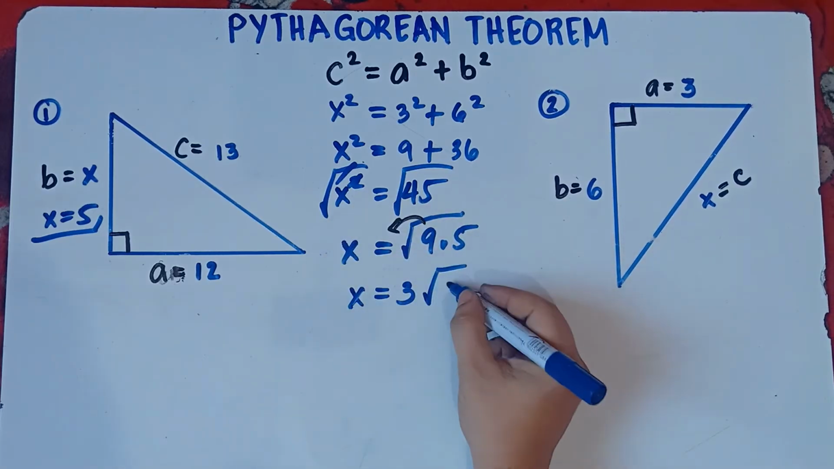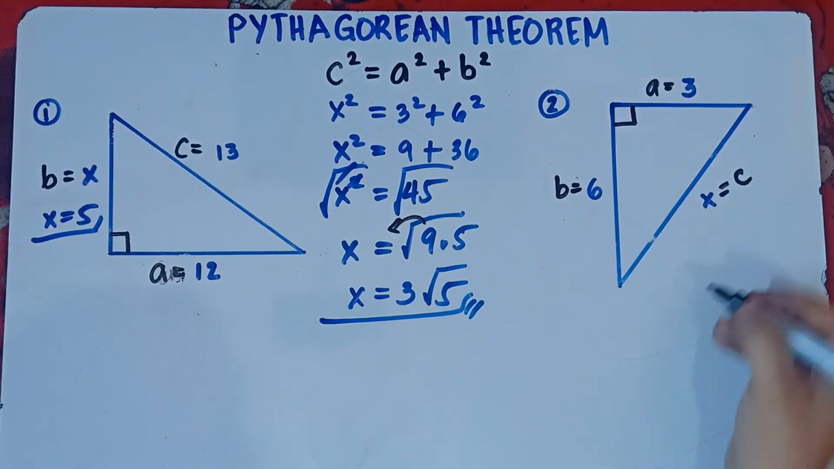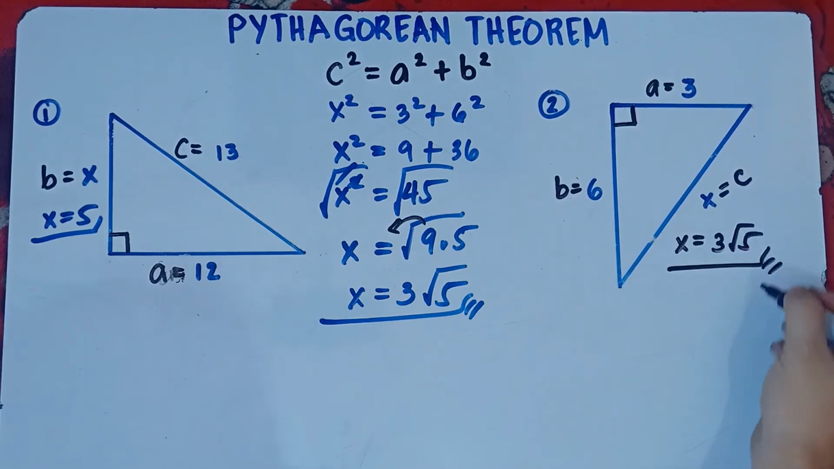Then simply copy square root of 5. That's it, class. That's the answer for number 2. So therefore, this x is equal to 3 square root of 5. That's it for number 2.